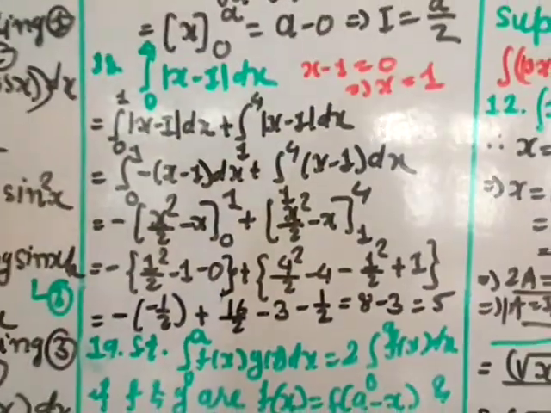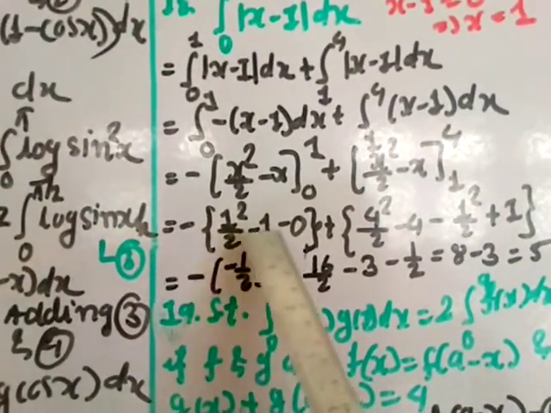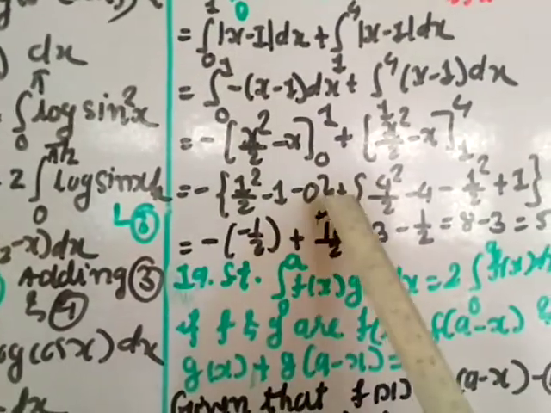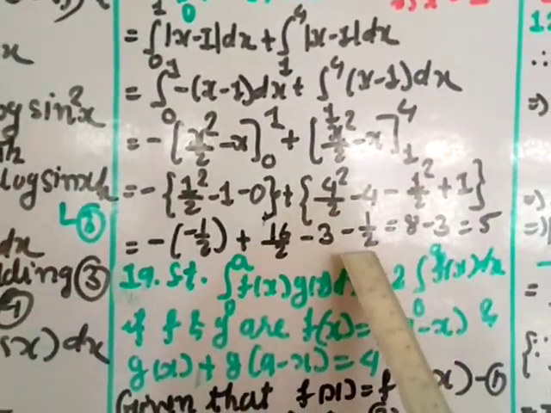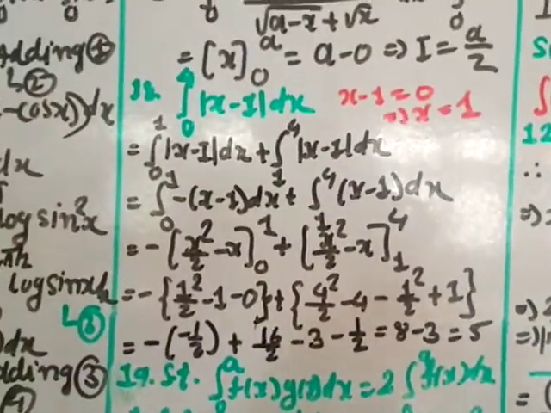When you put the lower limit, minus is there in front. Now here 1 I am just taking as 2 minus 1, that is minus 1 by 2, and this minus 1, plus 4 square is 16 by 2 minus 4 plus 1 is minus 3 and 1 by 2. When you simplify you get 8 minus 3 is equal to 5. So 5 is the answer for question number 18.